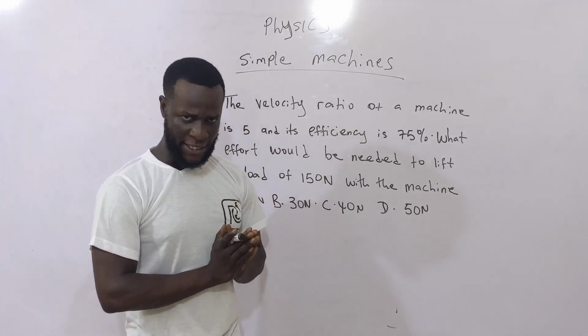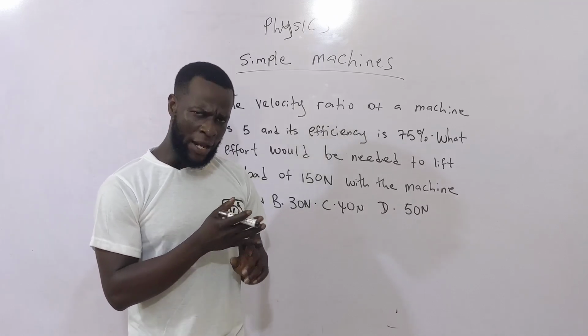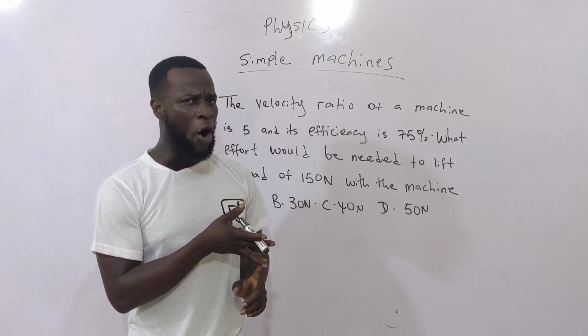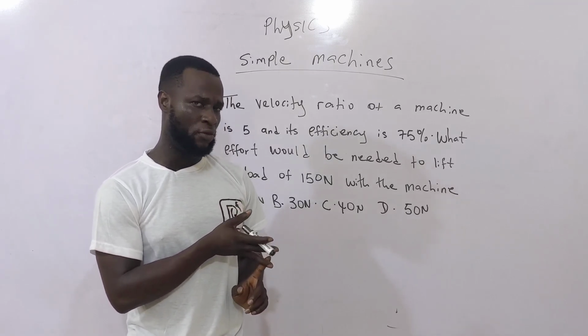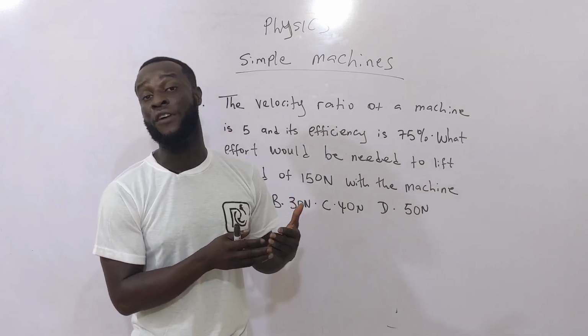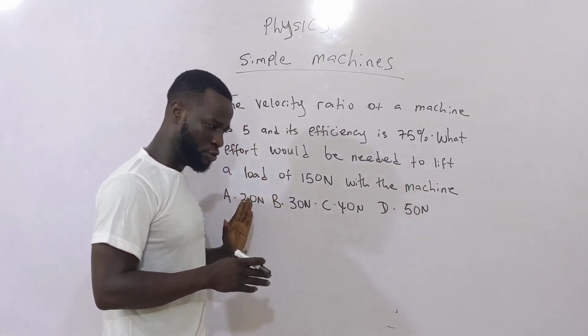Now, remember for efficiency, I told you that efficiency is work output over work input. And I told you that work output is load times distance moved by load. I told you that work input is effort times distance moved by effort. I also told you that efficiency is mechanical advantage over velocity ratio times 100. Which of them am I going to use?